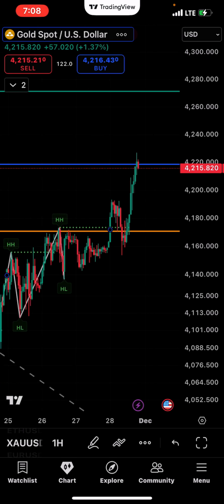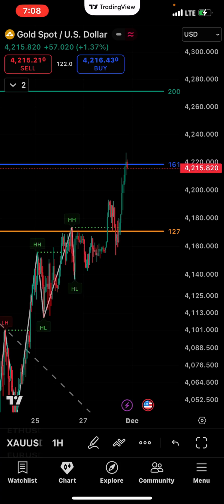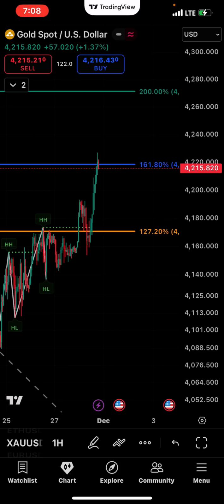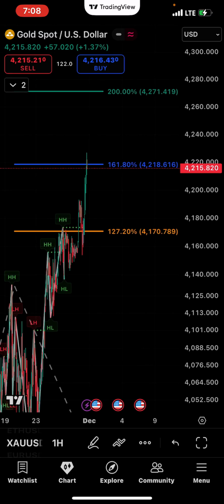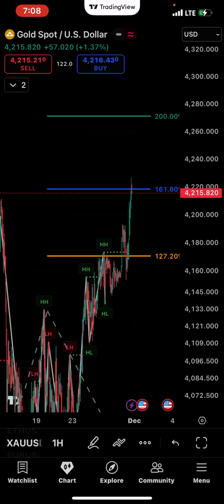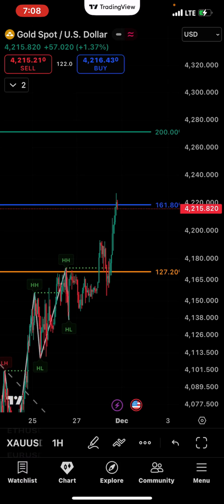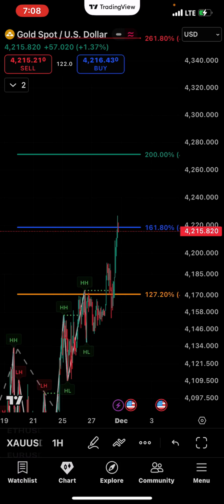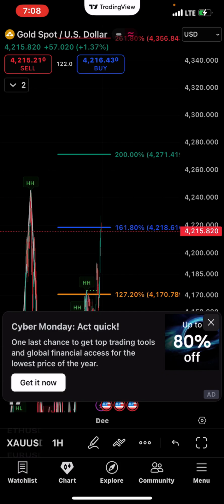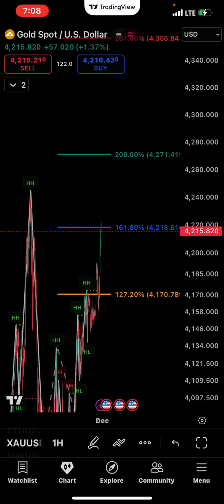Then the market came down again to retest, showing you that this here now is a zone. It broke the zone, it came down to retest, and market continued again to the blue resistance. This is where market closed Friday, at the blue resistance. So market is still going to push upward again to this 200%.